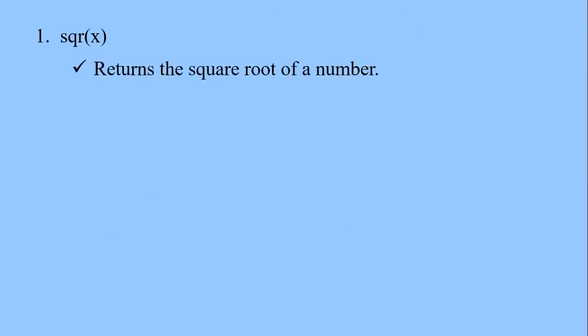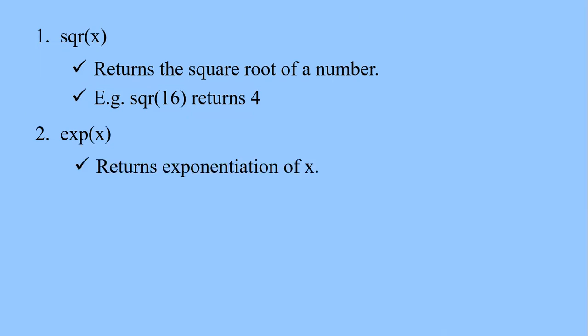sqrx. It returns the square root of a number. For example, sqr in parentheses 16 returns the square root of 16, which is 4. The exp in parentheses x, x is always the value, the variable that you want the function to operate on. For example, this function returns the exponentiation of x, e.g., exponent of 1.0.